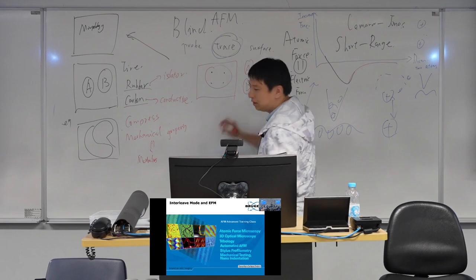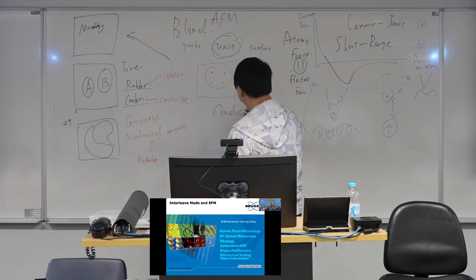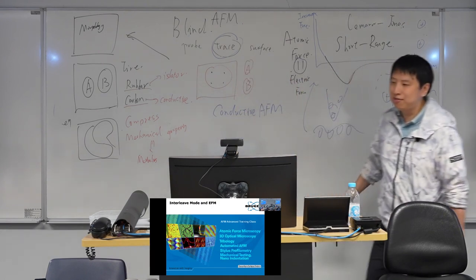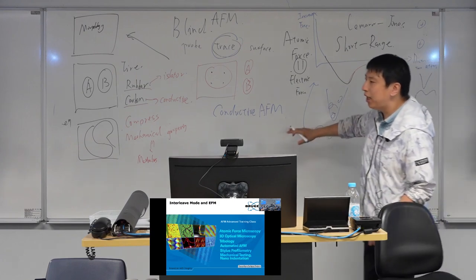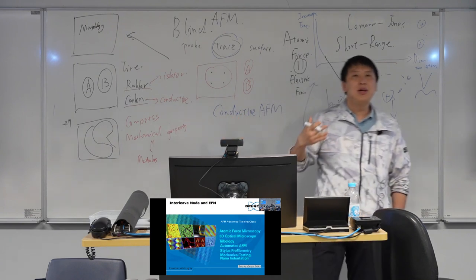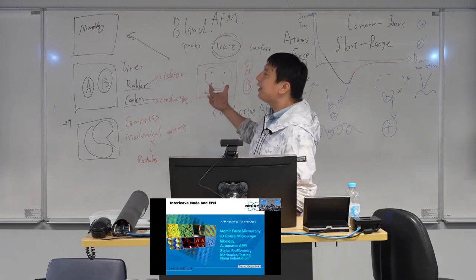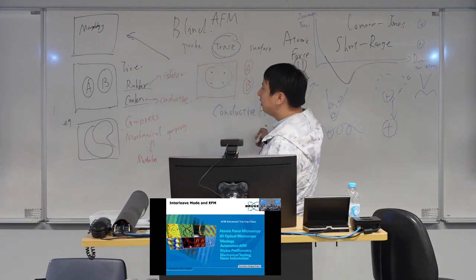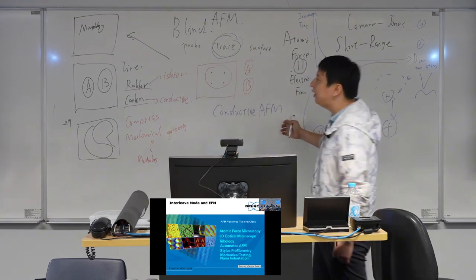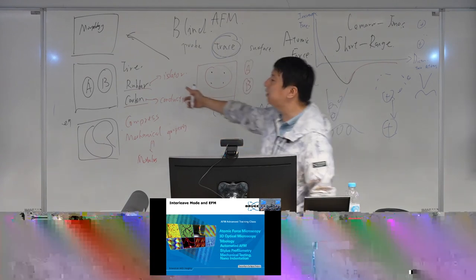That's the so-called conductive AFM. This will be our topic on Friday. The conductive AFM is just used to measure the conductivity of the sample. If we can get the conductivity mapping of our rubber surface, the conductive part will definitely be carbon, and the isolated part will of course be the rubber.